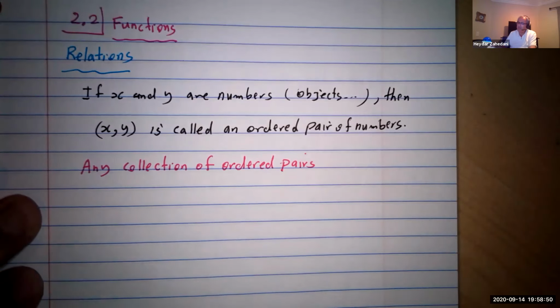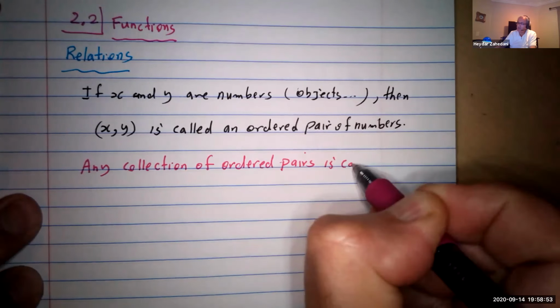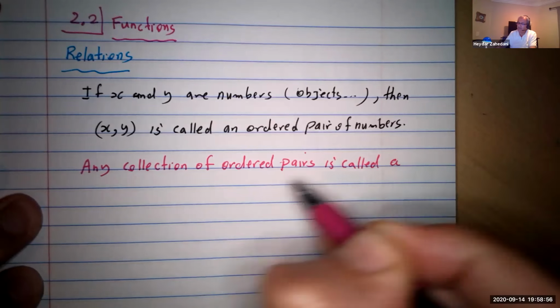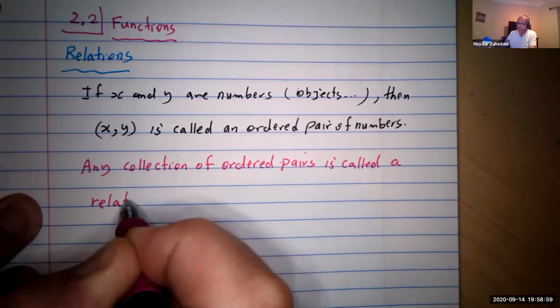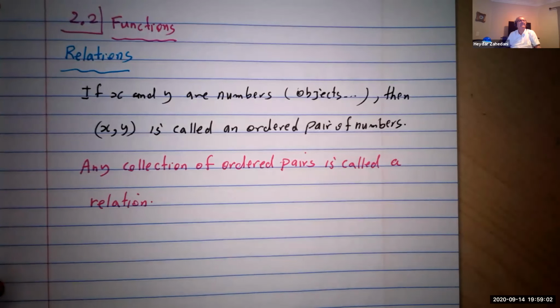Any collection of ordered pairs is called a relation. If you put three ordered pairs together, you create a relation. If you have a relation, the first component is going to be the x values and the second component would be the y values. If you put all these x's together, you have the domain of the relation. If you put all these y's together, you have the range of the relation, okay?